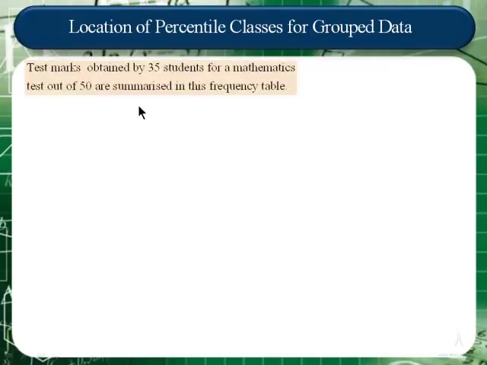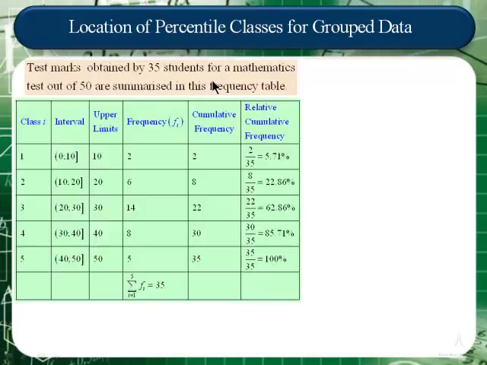We are also interested in the location of percentile classes for group data. Only the location, not the calculation. Let's revisit our example where we have the test marks obtained by 35 students for a mathematics test counting out of 50. So what I've indicated here is the upper limits.